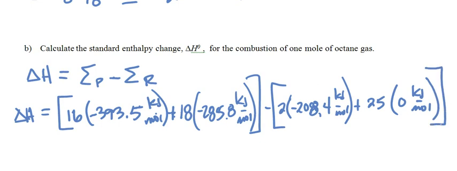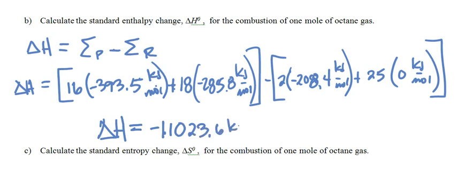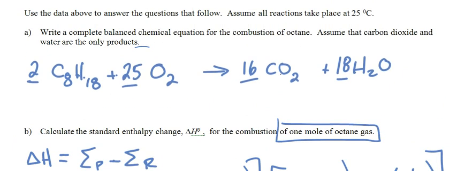Okay, so when we type all that in, delta H is around negative 11,023.6 kilojoules per mole. Now, what does the question ask? It wants to know what is the standard enthalpy change for combustion of 1 mole of octane gas. Now, from our balanced equation, how many moles of octane are we looking at? Hopefully you recognize that there's 2 moles in this balanced equation.